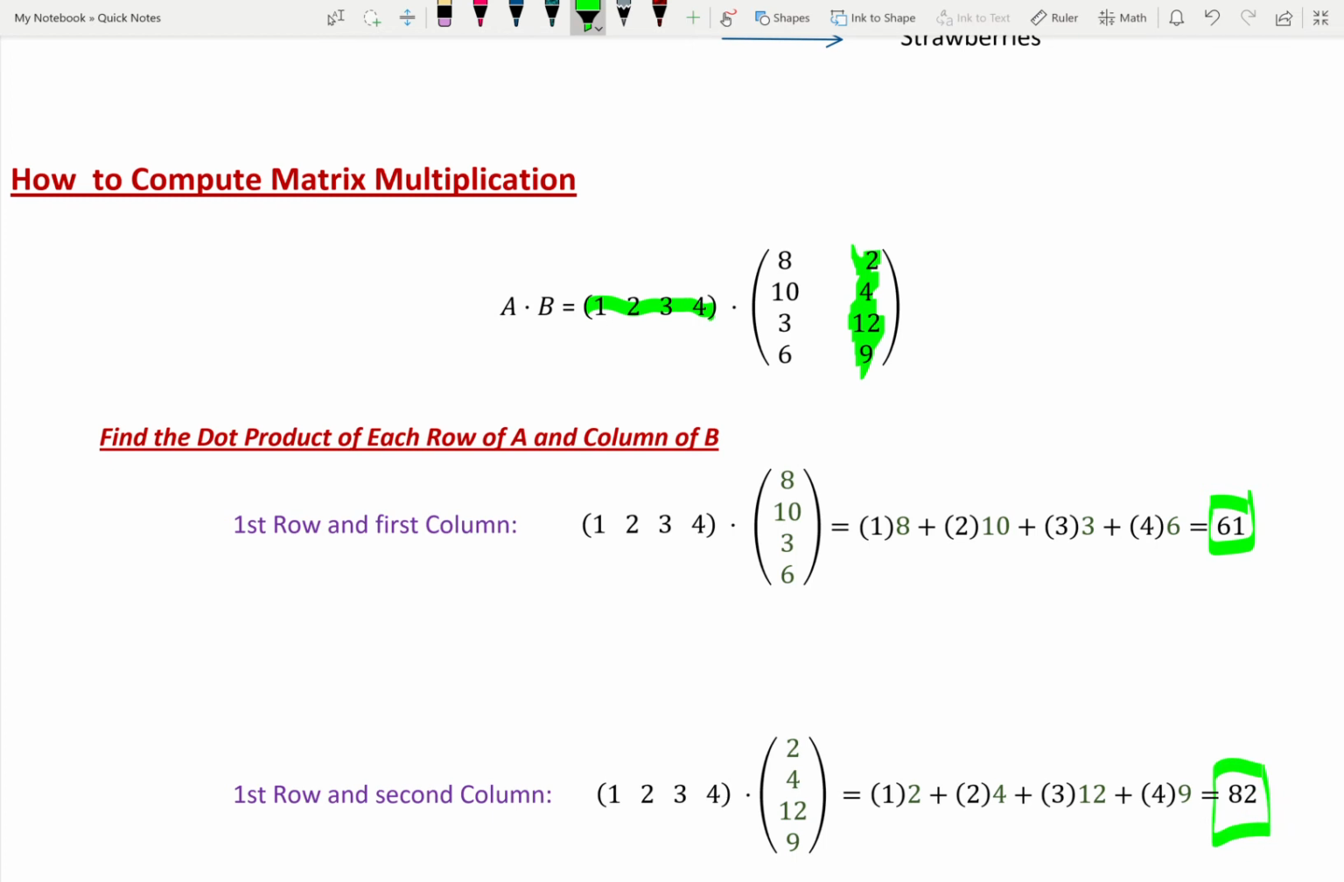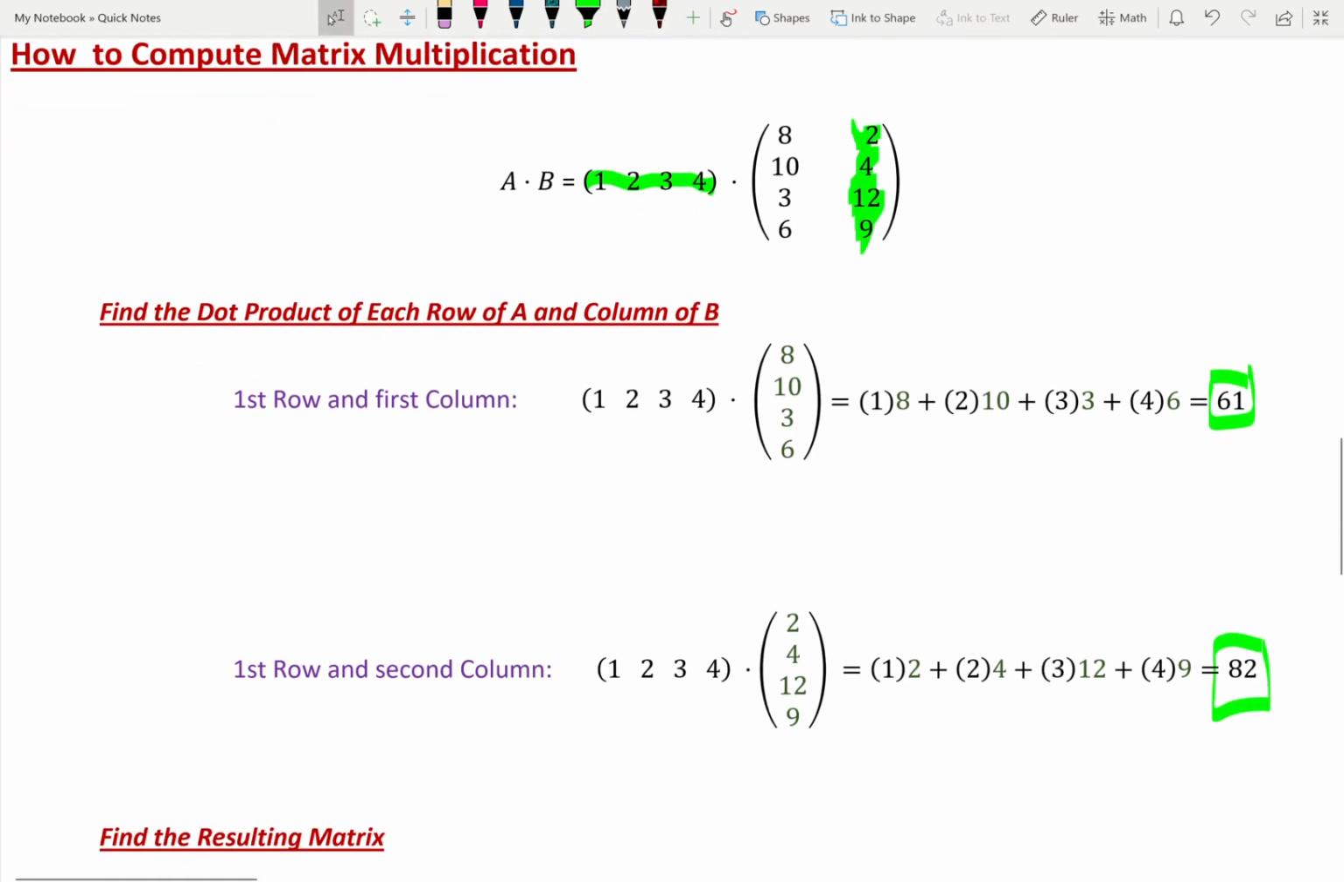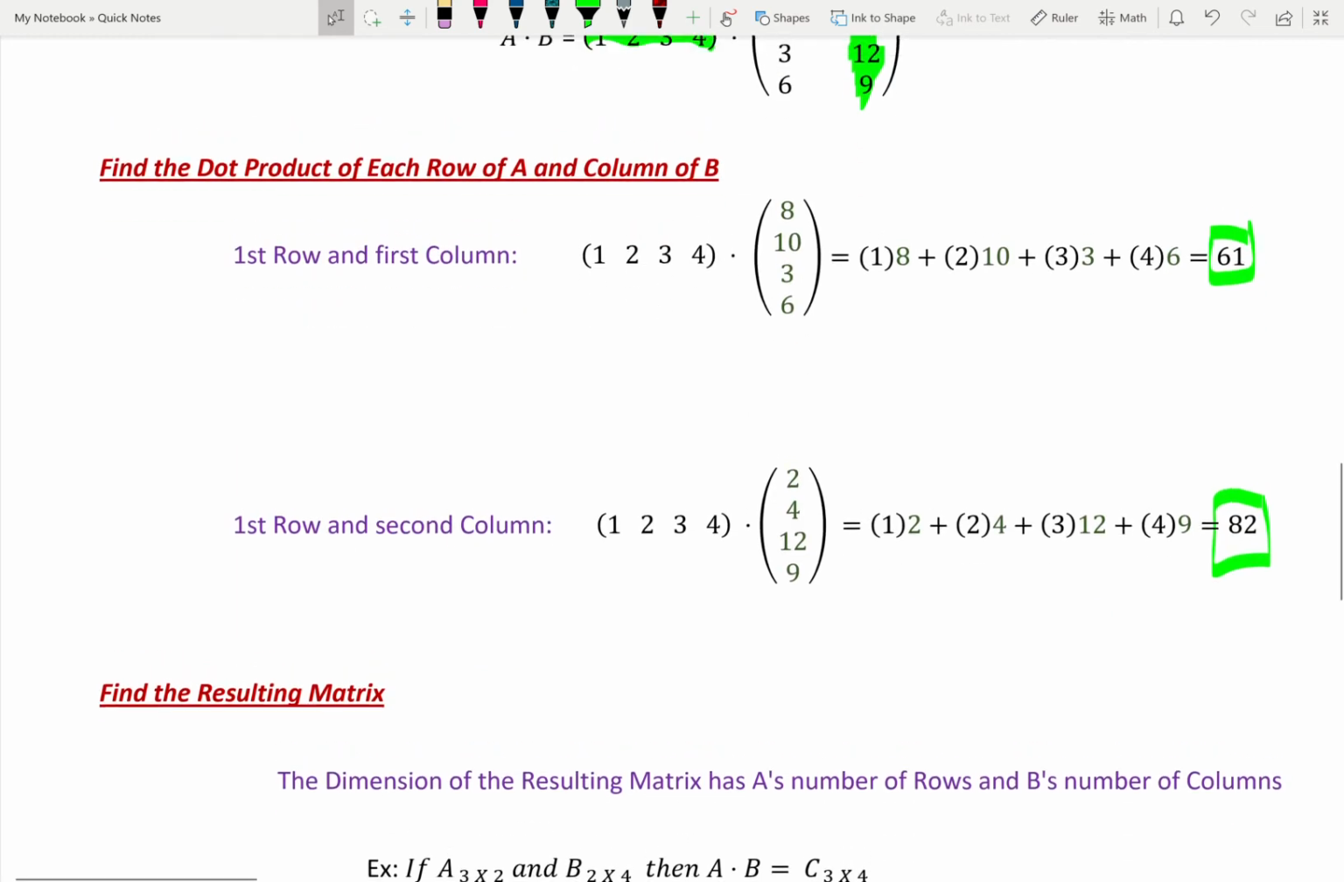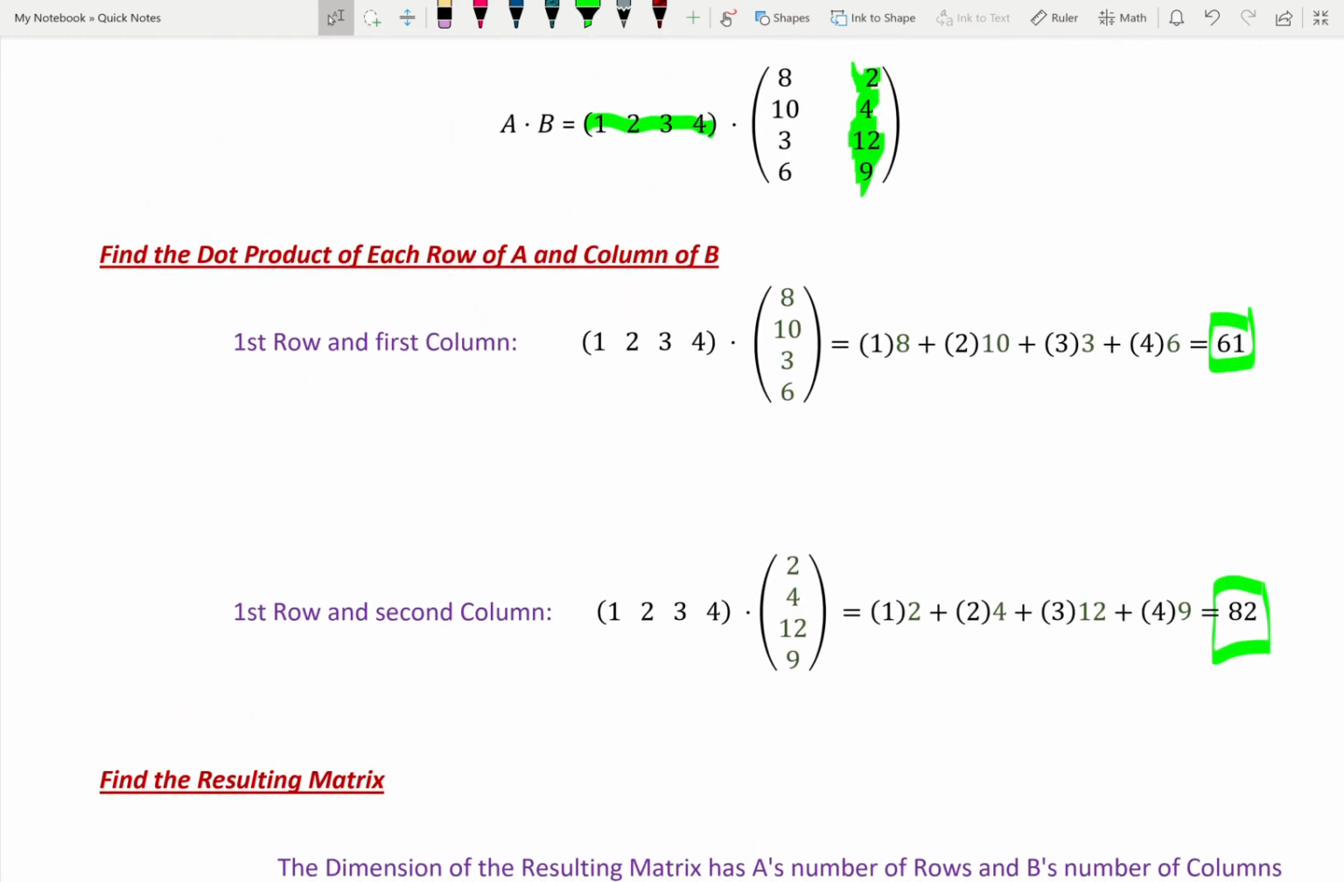And you'll see what we're going to do with those in a hot second. But before that, we spoke about size and dimension in the last lecture. So this is good. So finding the resulting matrix.